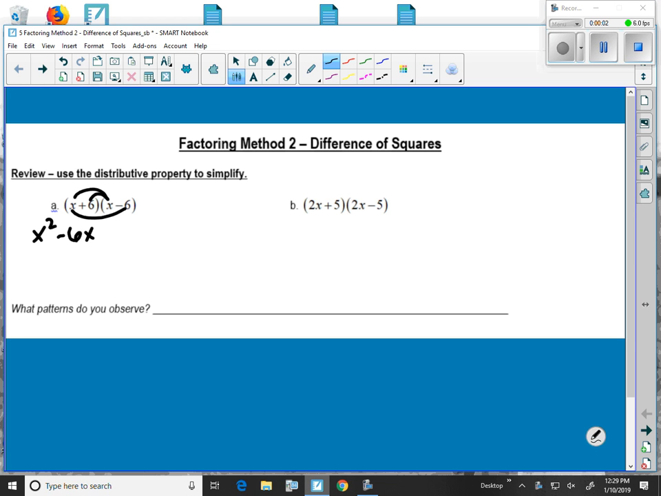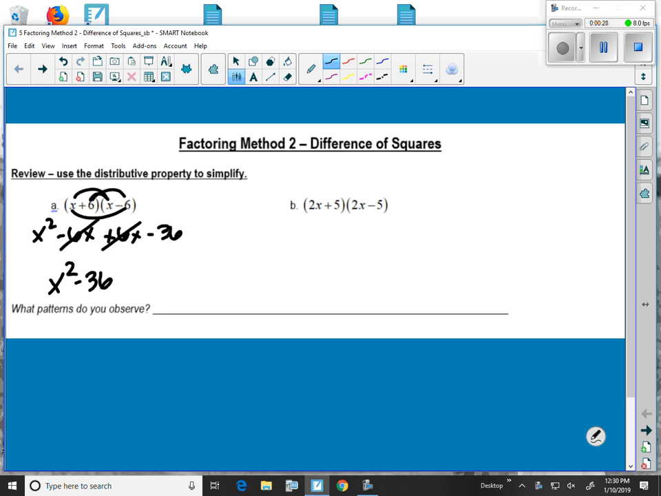6 times x, positive 6x, and positive 6 times negative 6, negative 36. Now, what happens in this particular example? Just say it out. The 6s cancel. They cancel because we have a positive and a negative version. So we're left with x squared minus 36.